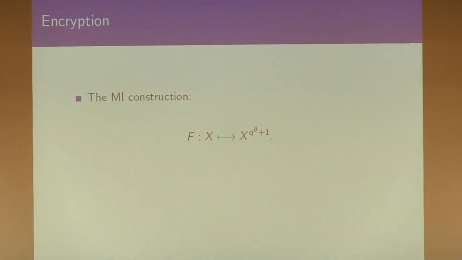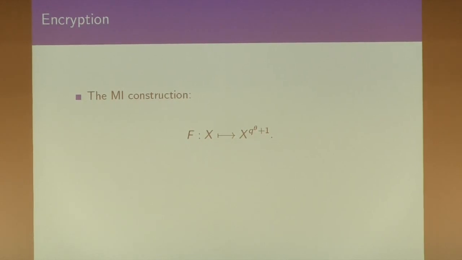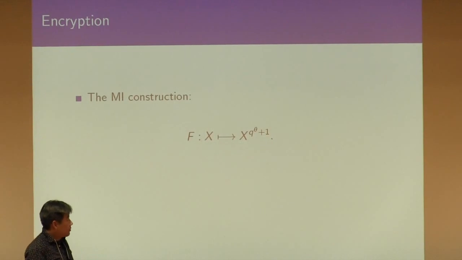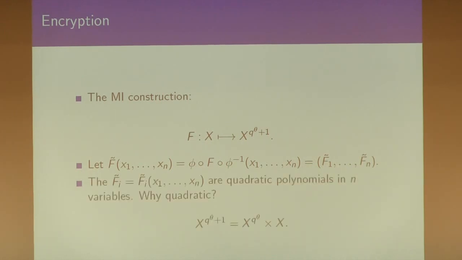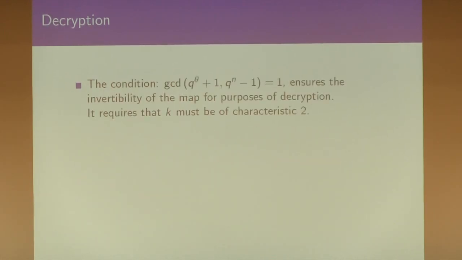The first idea was used by Matsumoto and Imai in the Matsumoto-Imai cryptosystem. F is very simple. It has only a single term, which is x to the q to the theta plus 1, where q is the size of the finite field. You can convert this into quadratic equations and so on. The inverse is very easy because we choose q to the theta plus 1 to be coprime with respect to q to the n minus 1.